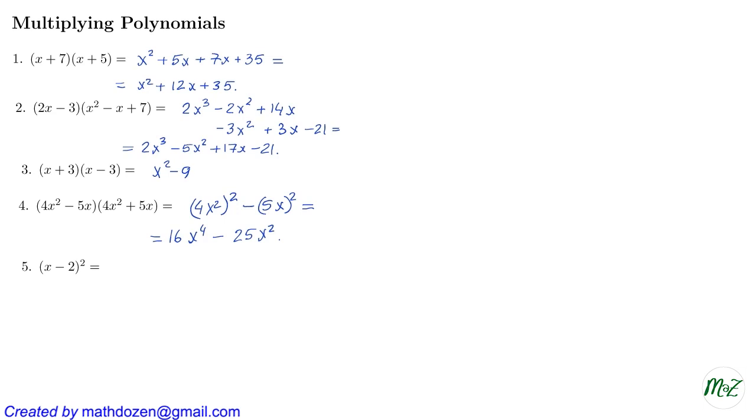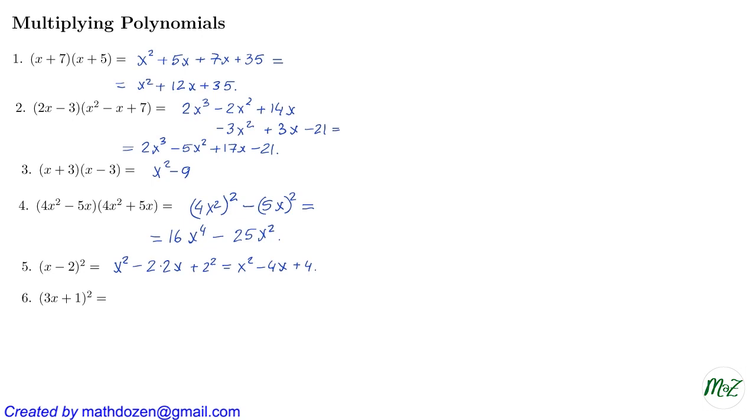Then this problem is the square of the difference, square of x minus 2. So we're gonna be looking at the square of the first term minus twice the cross product, minus 2 times 2x, plus the square of the last term, that's 2 squared. So this boils down to x squared minus 4x plus 4.